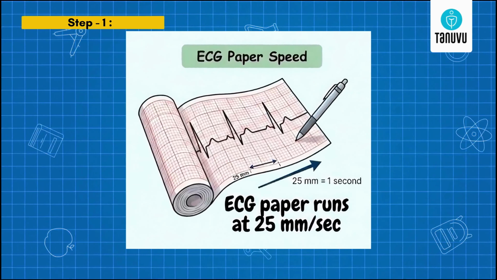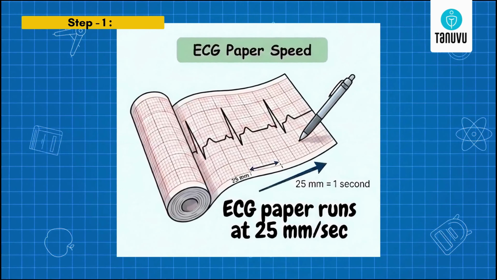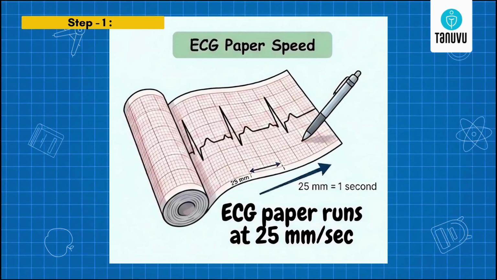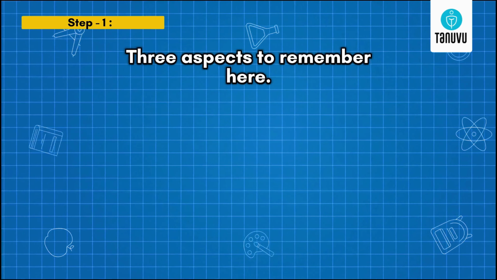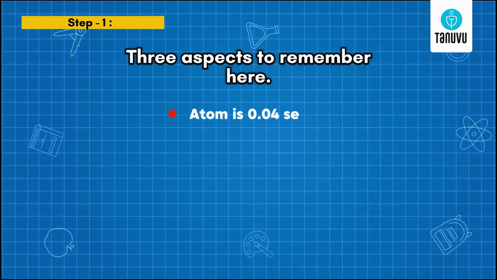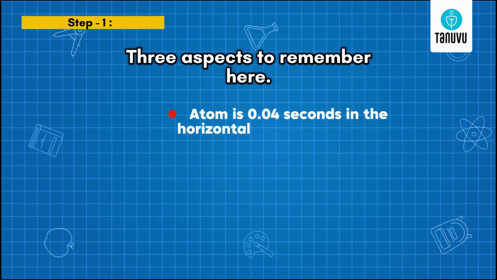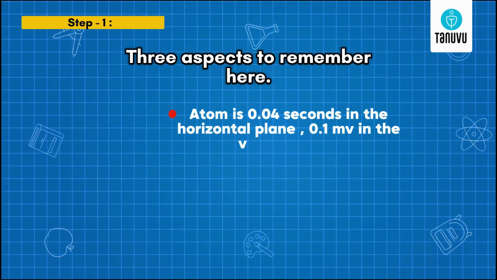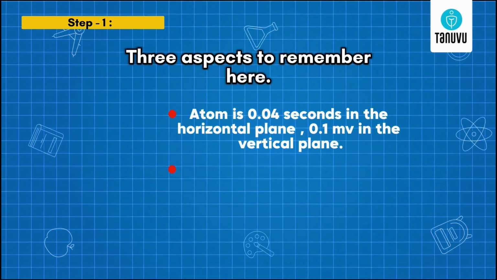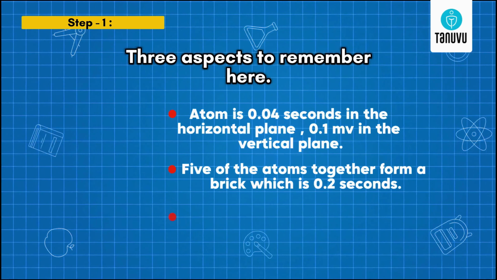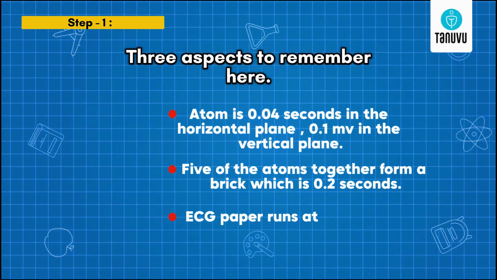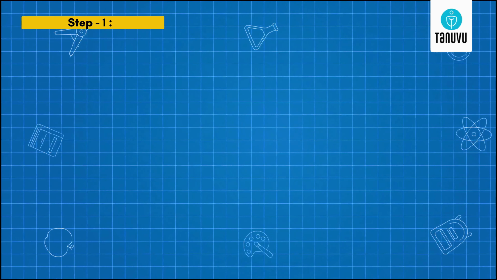Now, if you do not know the speed of the ECG graph, you will not know whether the heart is racing or sleeping. So, 3 aspects to remember here. Atom is 0.04 seconds in the horizontal plane, 0.1 millivolt in the vertical plane. 5 of the atoms together form a brick which is 0.2 seconds. And the ECG paper runs at a speed of 25 millimeters per second.